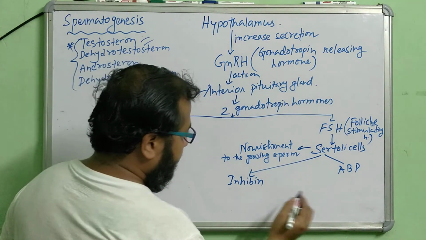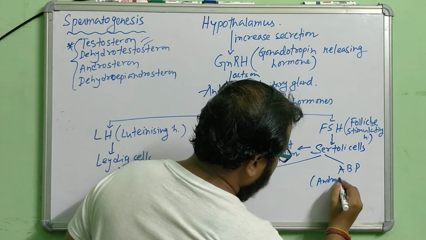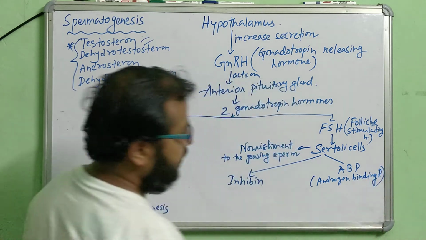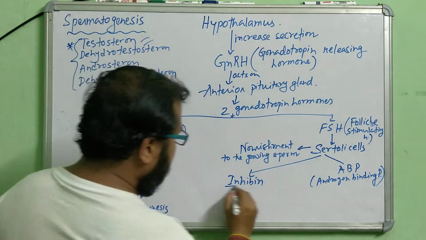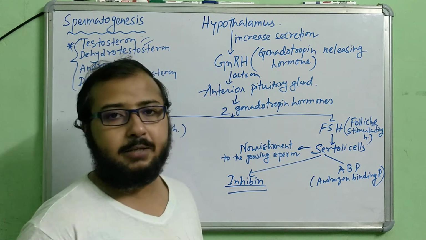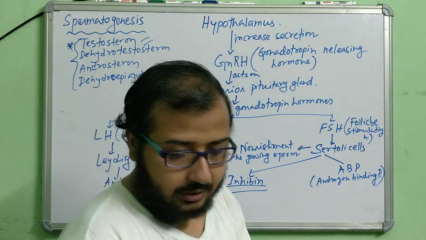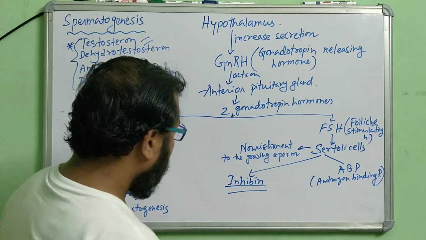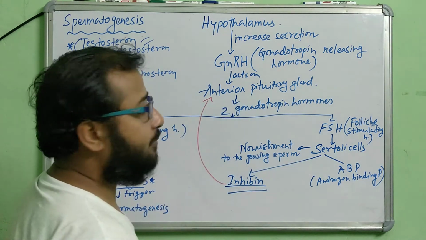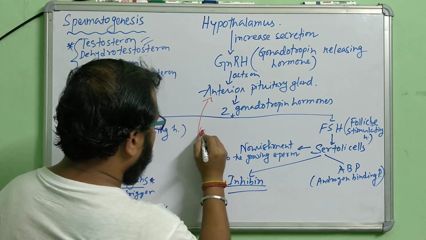Now this inhibin is a substance which gives a negative feedback to the anterior pituitary gland. This is very important. This part I am going to show you with a different color. See, this inhibin sends a negative feedback to the anterior pituitary gland.